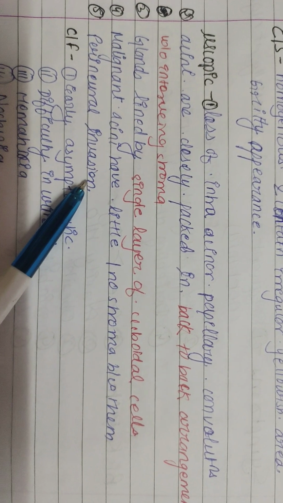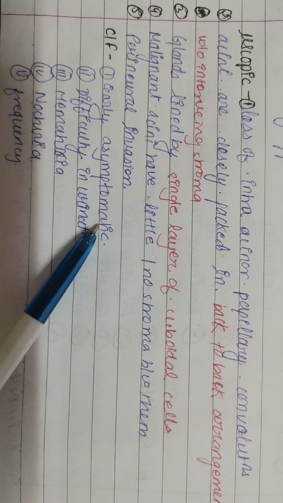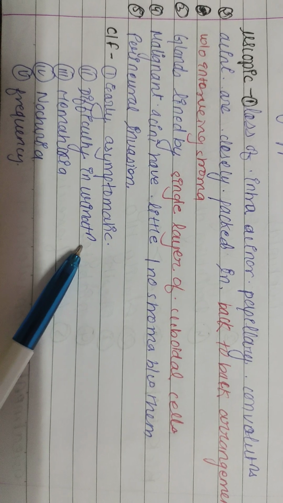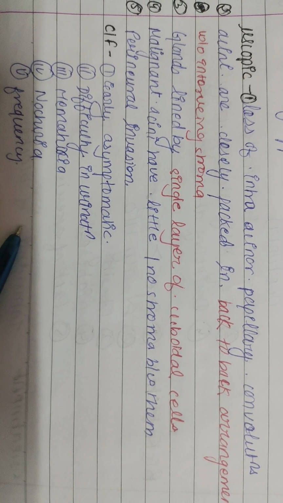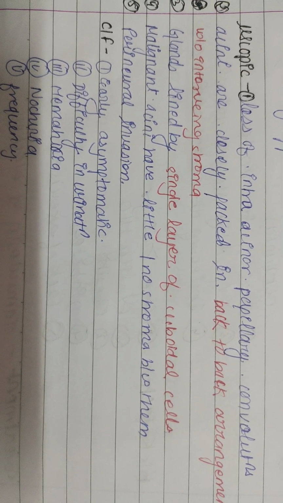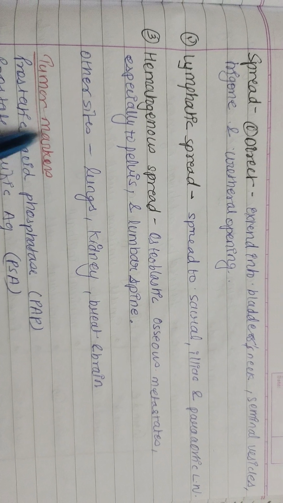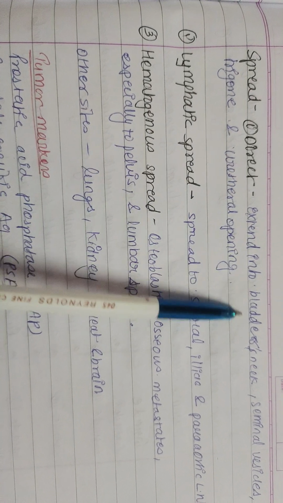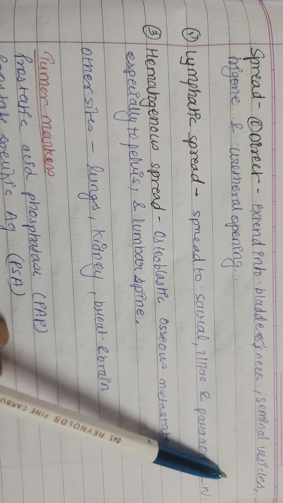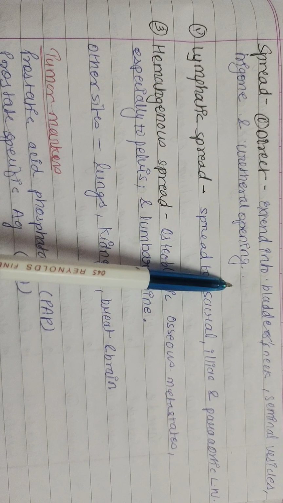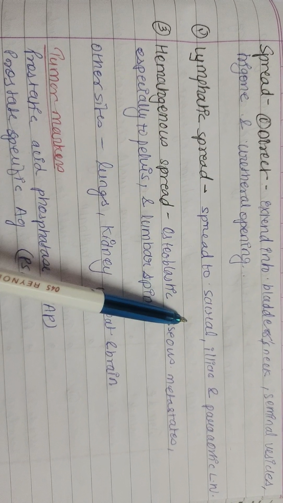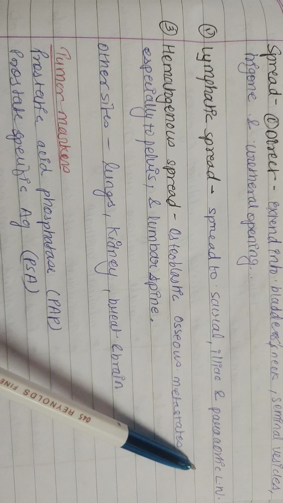Perineural invasion is seen. Clinical features are early asymptomatic; in later stages there is difficulty in urination, hematuria, nocturia, and increased frequency of urination. Spreading of the prostate carcinoma: direct spread extends into the bladder neck, seminal vesicles, trigone and urethral opening. Lymphatic spread is to sacral, iliac, and para-aortic lymph nodes.